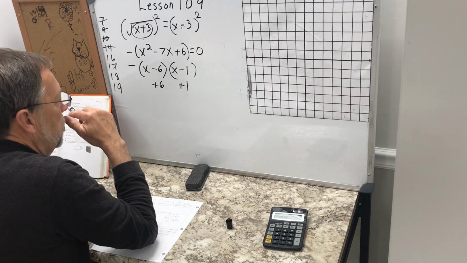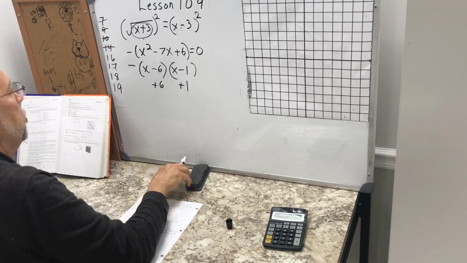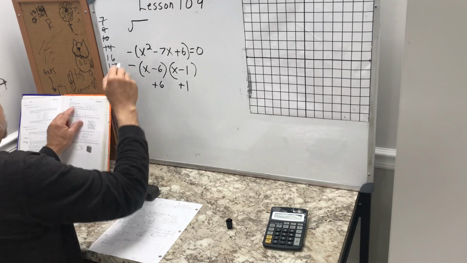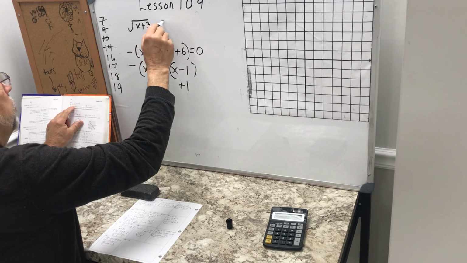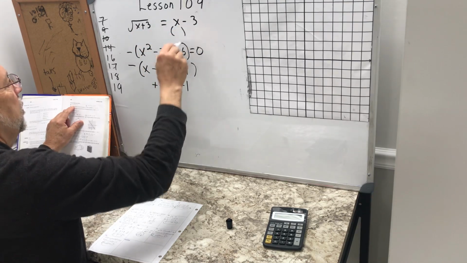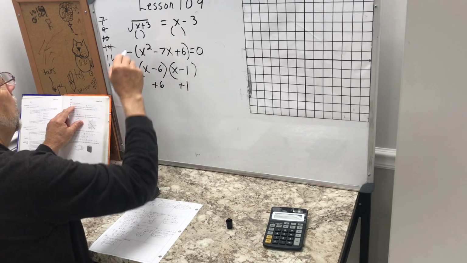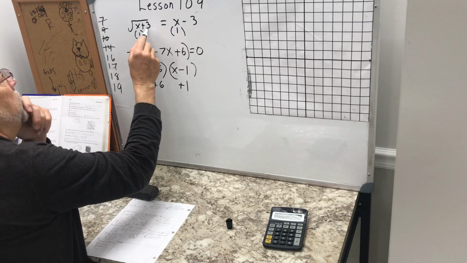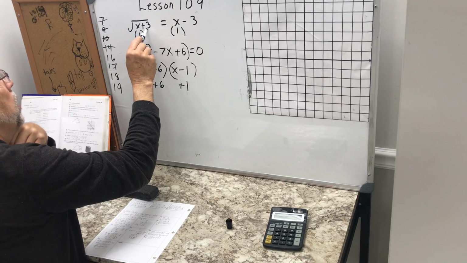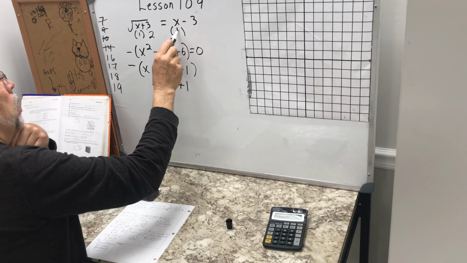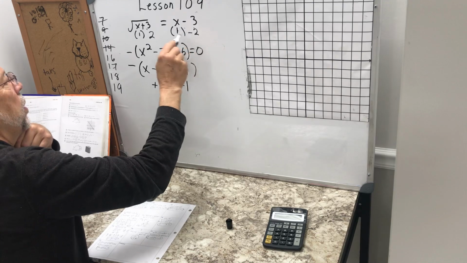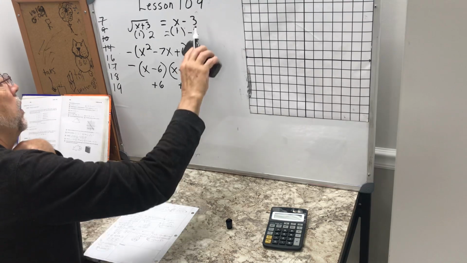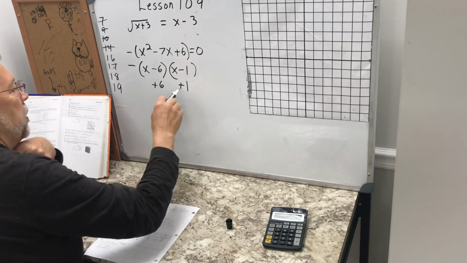Now at this stage, we would need to check to see if these work in the original terms here. Here's what we started off with. The square root of x positive 3 equals x negative 3. Here's your x's. This is what we solve for these x's. Okay. Let's try positive 1 first. 1 plus 3 equals 4. The square root of 4 equals 2. 1 negative 3 equals negative 2. Does 2 equal negative 2? Absolutely not. So we need to try the other number. So we discovered that the 1 does not work.